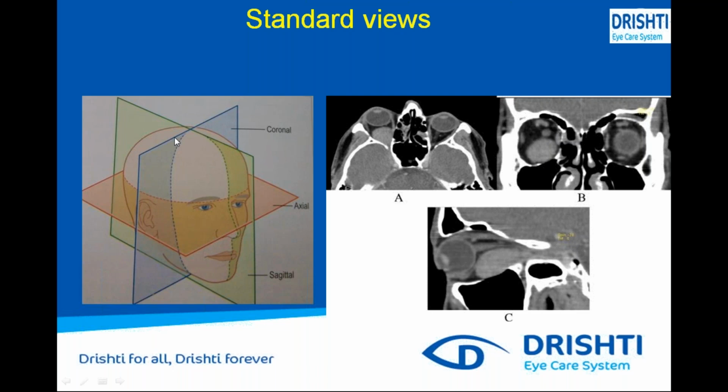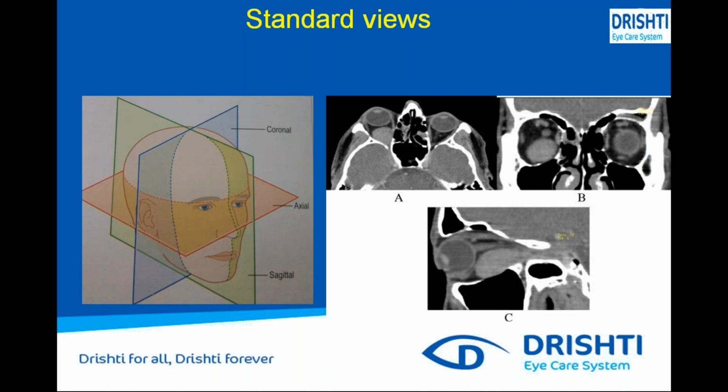And the third one is the sagittal view. So that is the C. In the sagittal view, what happens? The CT scan machine divides our head into two parts, and after that two images are taken, and the two images are superimposed into a single image to give a 3D view of the image. So that is the sagittal view. So there are three views: coronal, axial, and sagittal.